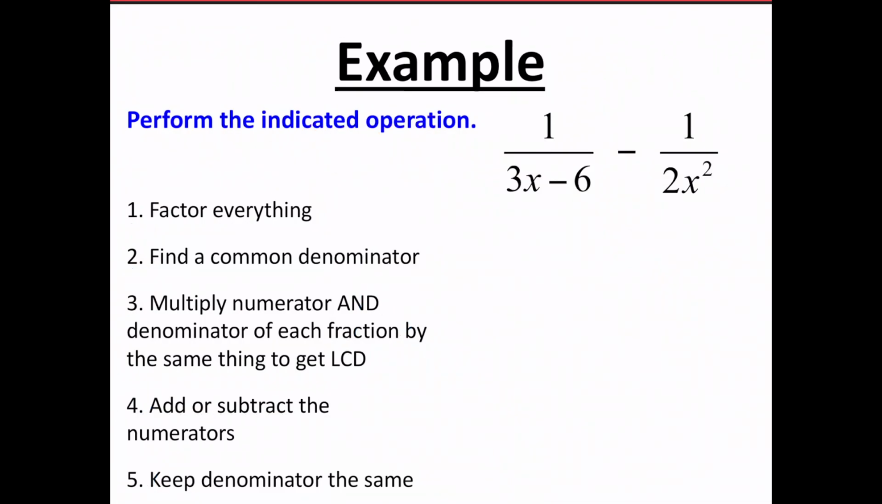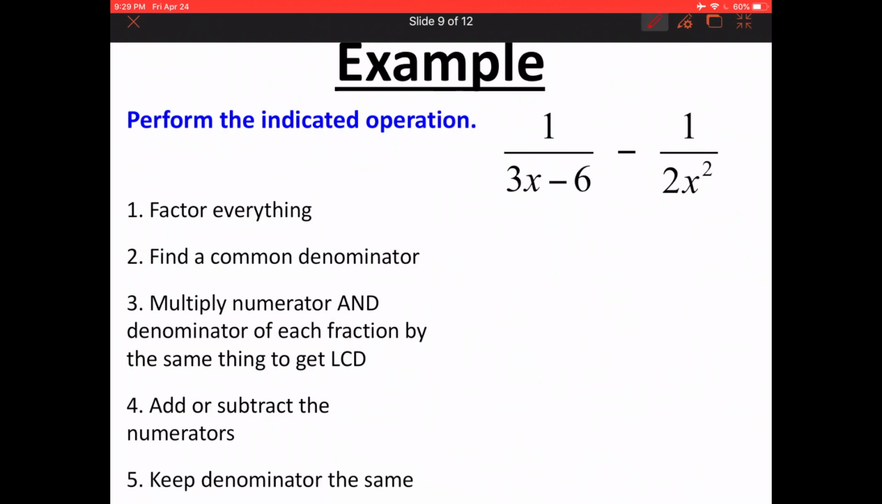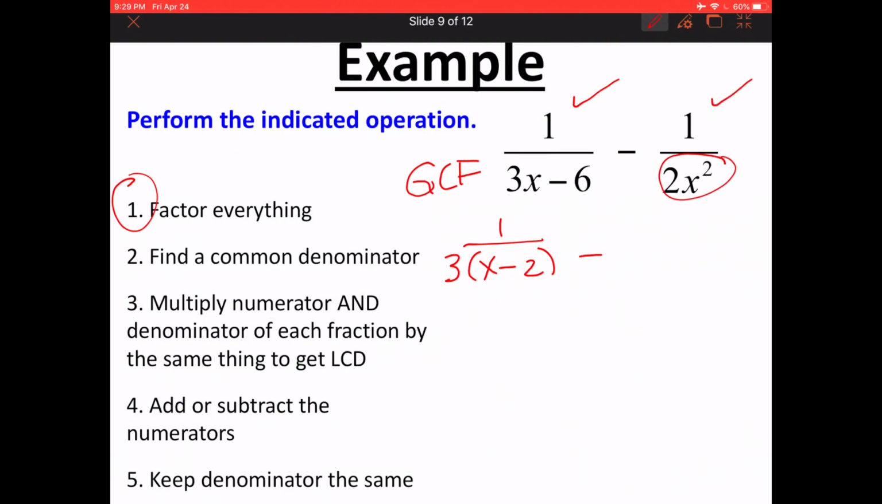You're sticking with me. All right, last example. Step 1, factor everything. This is already factored. For the denominator, we're going to use GCF. So when I GCF, I end up with 1 over 3 x minus 2. This is already factored over here. My denominator, I'm just going to break apart to 2 times x times x.